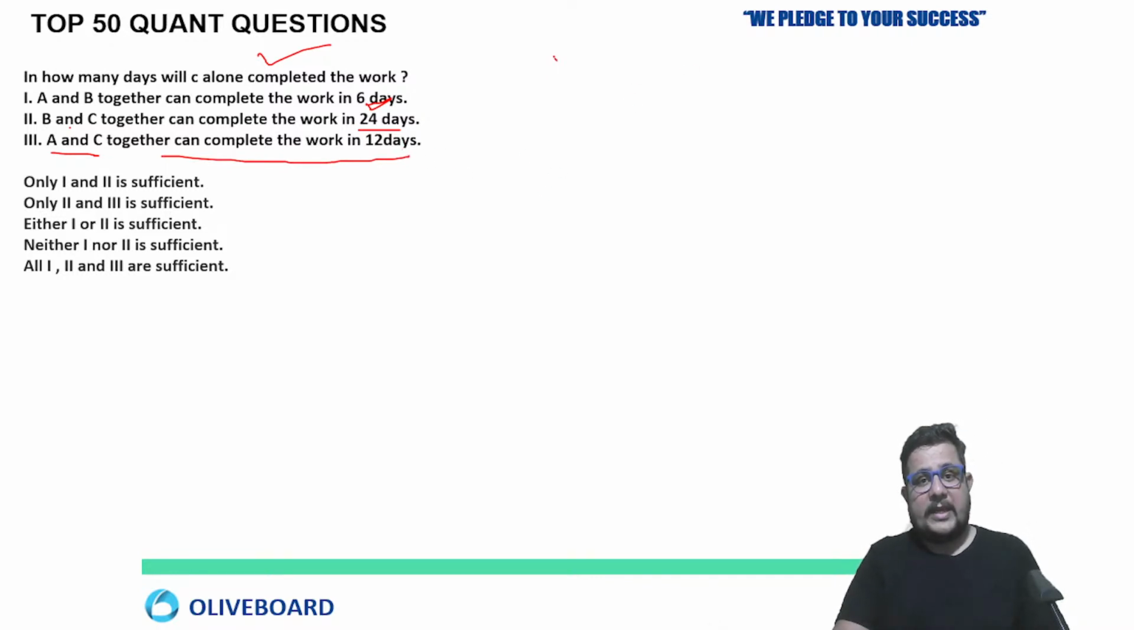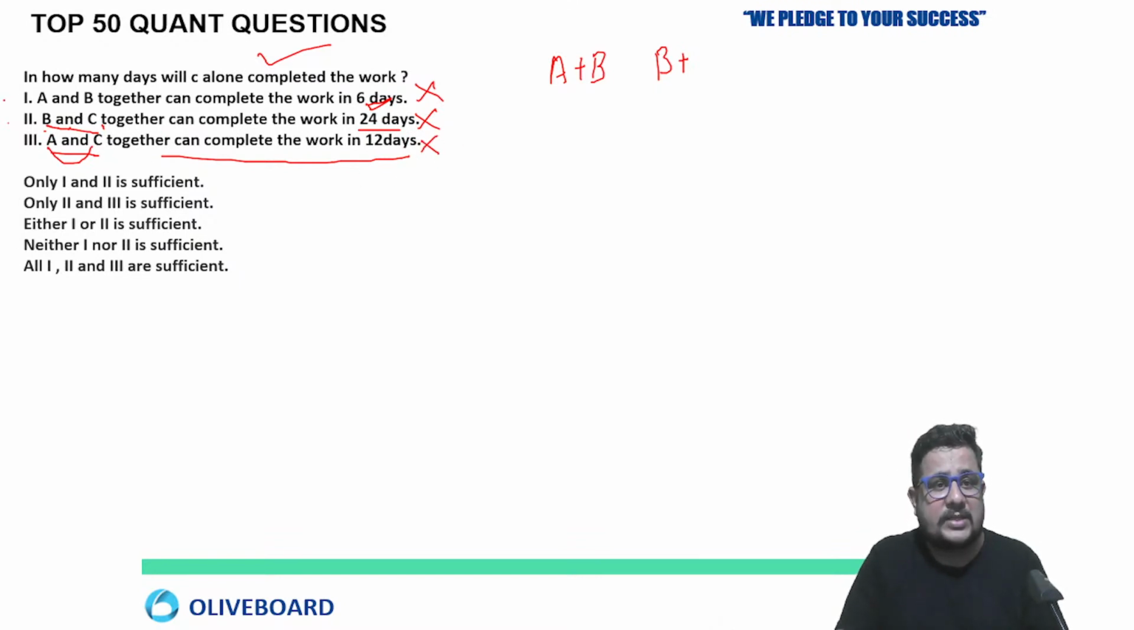So when you know A plus B, B plus C, by A plus B we cannot calculate in how many days C will finish alone, because A and B together, is there anything about C given? No. So not sufficient. Second, B and C together given, but is any efficiency or something given which we can relate? No, nothing given, not sufficient. A and C, same thing, not sufficient.